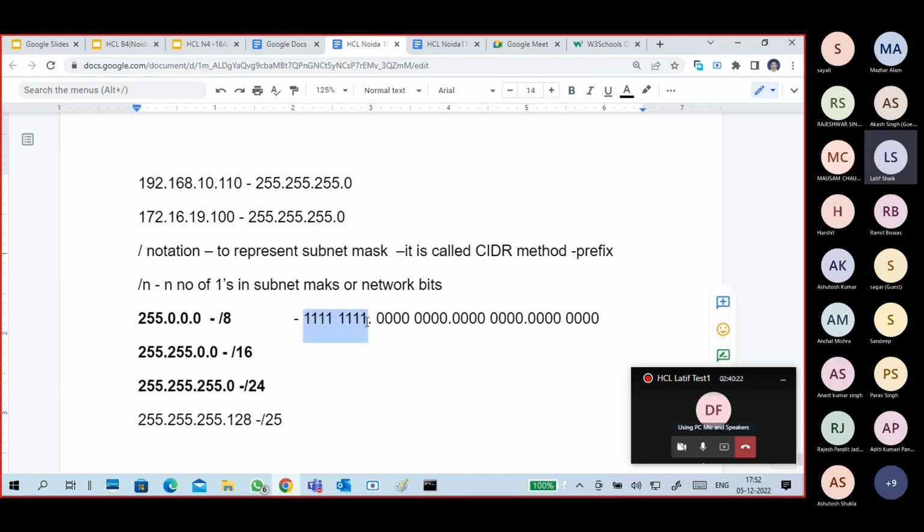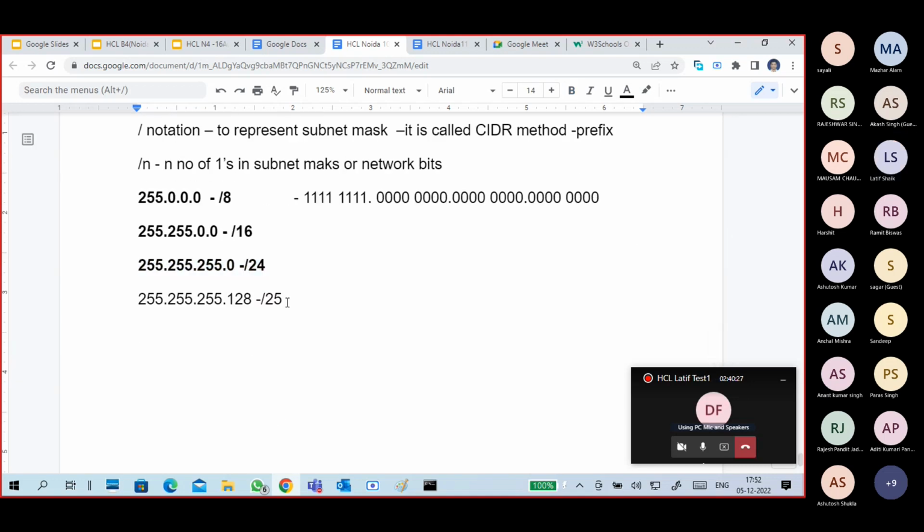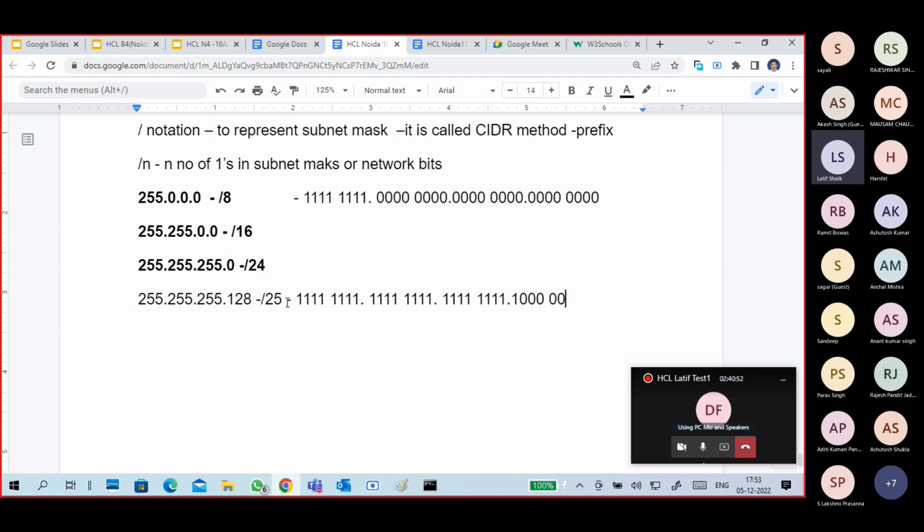These are the network bits. Same for 24; I will give you this one just for our understanding. So 24 plus 1. 255, 255, 255, so 3 sets of 8 ones are completed, that is 24. Then the 25th one, so 128. This is the /25.